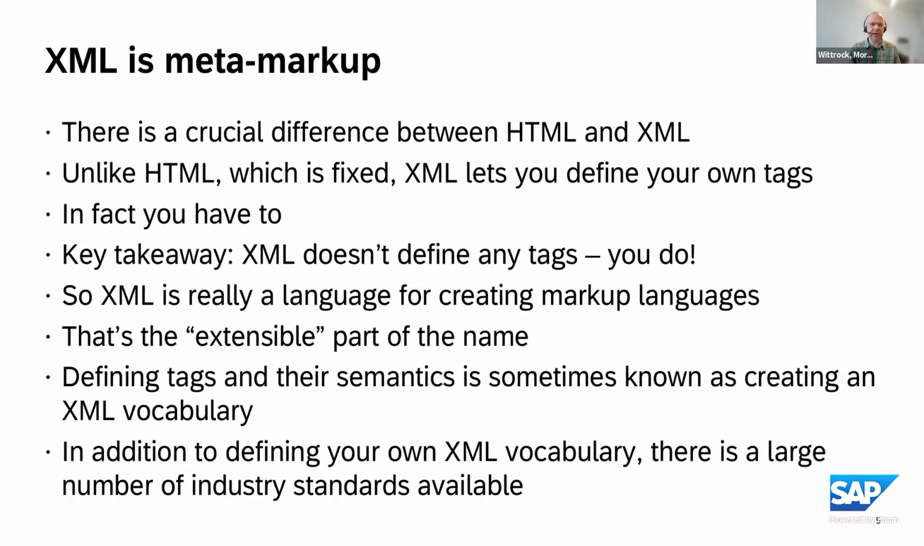So that's the key takeaway here. XML doesn't define any tags. You do, right? So XML is more like a meta language for creating markup languages. That's the extensible part of the name. Defining those tags and their semantics, the meaning of the tags, is sometimes known as creating an XML vocabulary. And you can define your own, or you can use a very large number of existing industry standards covering all sorts of business objects and also business documents.